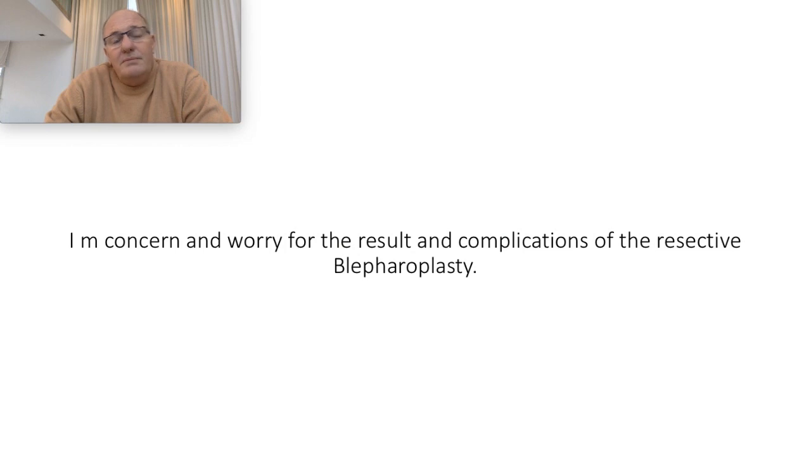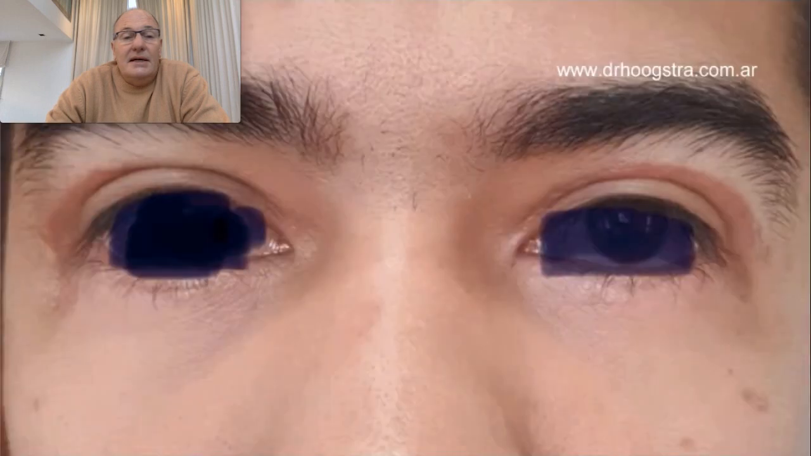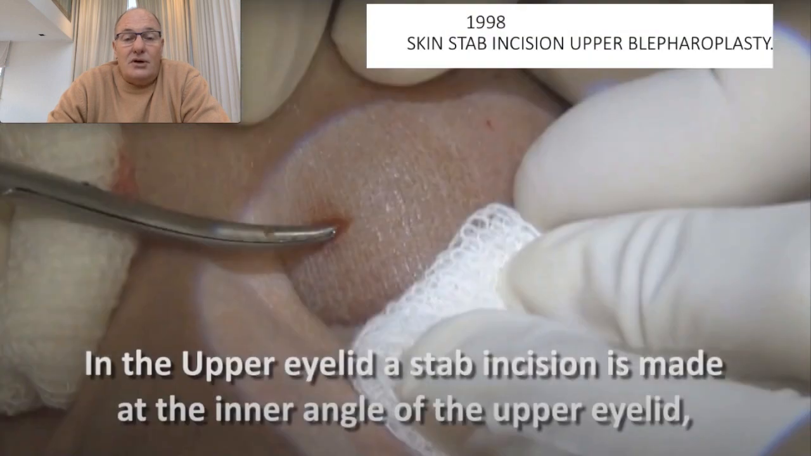But I'm concerned about the results and the complications of this resective conventional blepharoplasty. For me, this technique is not adapted to modern times, because with laser today we do not need to damage the skin, to resect the skin, and to get these terrible scars and complications. You can see the complications, the scars, and the lack of thalamus and ectropion.